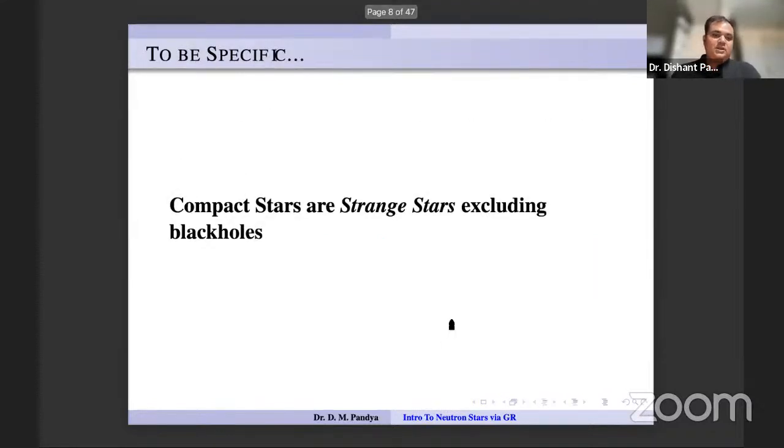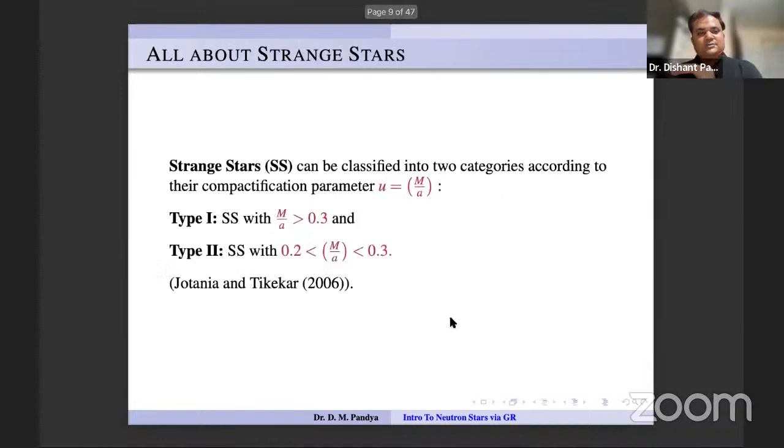So compact stars are basically some strange stars, excluding black holes. Right now just keep aside black holes and think about strange stars. Why are we calling these strange stars? Because of this reason. Jotania and Tikekar in 2006 extensively studied such a class of compact stars, and finally they arrived at two types of strange star, with the classification on the basis of the compactification parameter.